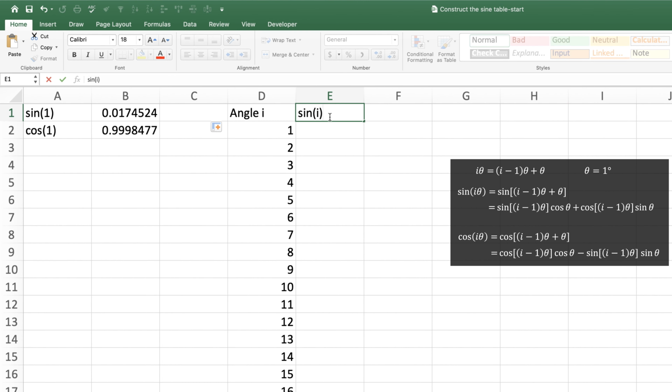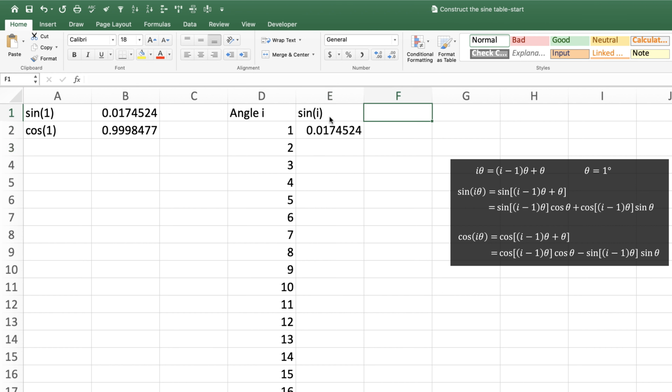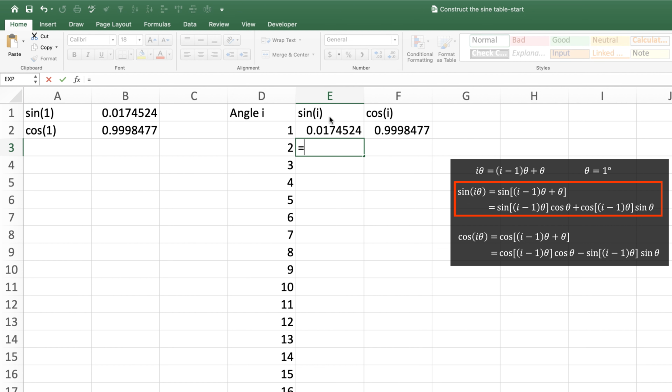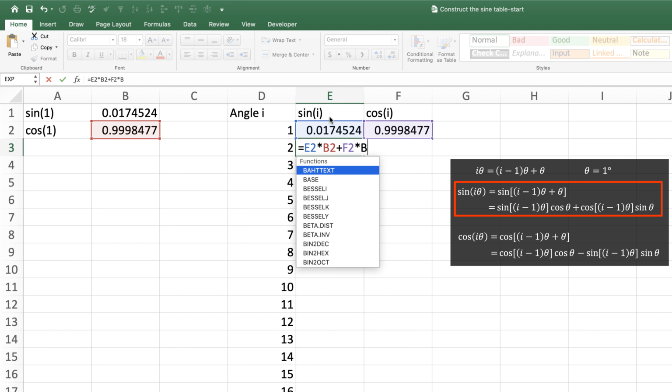Sine, the ith angle, equals to, the first one is just sine 1, so equals to B1. Cosine, the ith angle, equals to B2. Sine 2 is, according to this formula, equals to sine of last angle times cosine theta plus cosine of the last angle times sine theta.